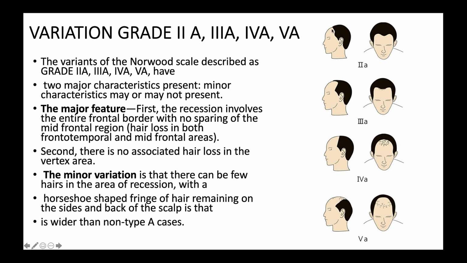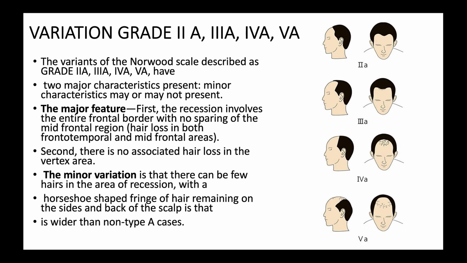But in this variation, one point is that the midfrontal panniculus is not there, and there is a uniform regression or receding of the hairline, the same in the frontal and both side frontotemporal regions. That is one of the major factors. Second, there is no associated hair loss in the vertex area. These are the two major features.